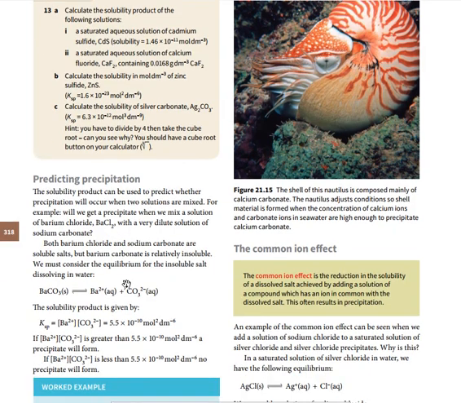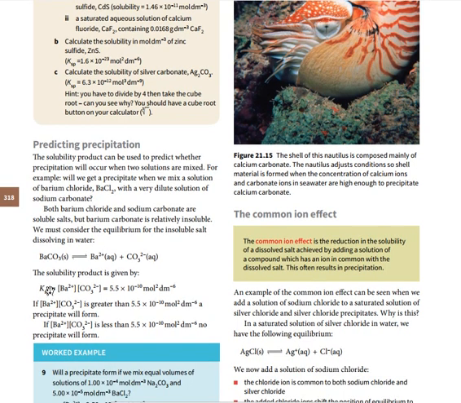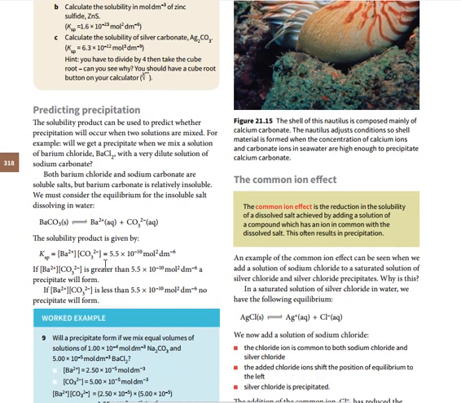The next subtopic is predicting precipitation. You need to know that the solubility product can be used to predict whether a molecule is going to precipitate or not. Let's say the solubility product for barium carbonate is given as 5.5 times 10 to the power negative 10. Now we need to know when that molecule is going to precipitate or not. This molecule is going to precipitate if you increase the ion product beyond the solubility product.